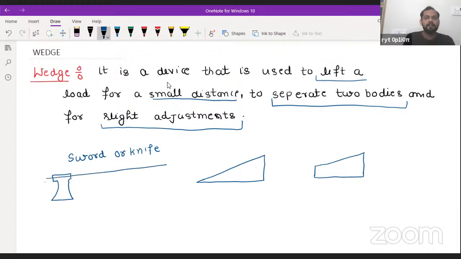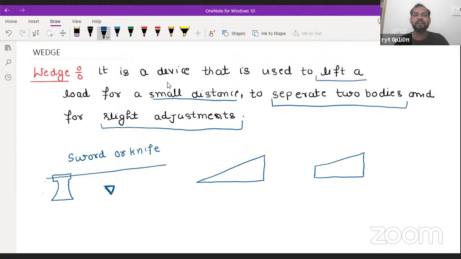So this is the handle. If I look at the side view of this, you will see it is something like this. The edge of the sword is something like this. So this is nothing but a wedge shape. It is a wedge shape that is used to separate the wood. Fine.